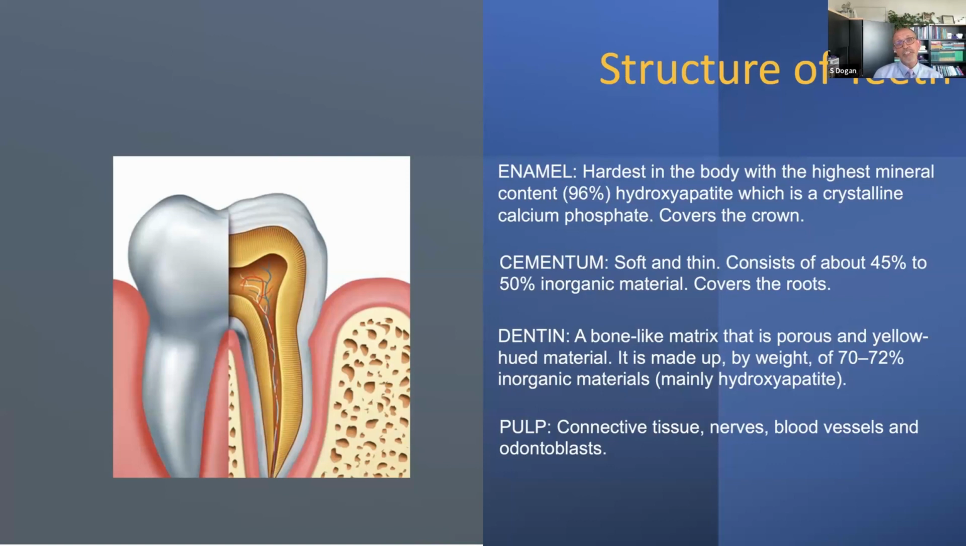And underneath the enamel and cementum, we have dentin tissue. It works as a cushion. It is a little bit stronger than cementum, not as hard as enamel. And it communicates through the dental channels, or the tubules, with the pulp tissue. The living portion of our teeth has connective tissue, nerves, blood vessels, and odontoblasts.